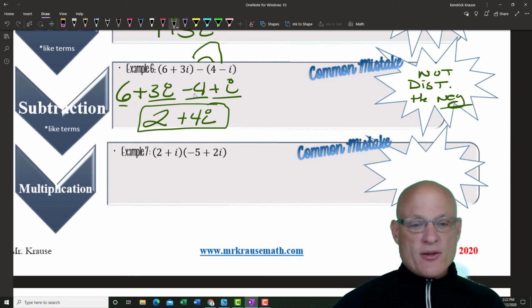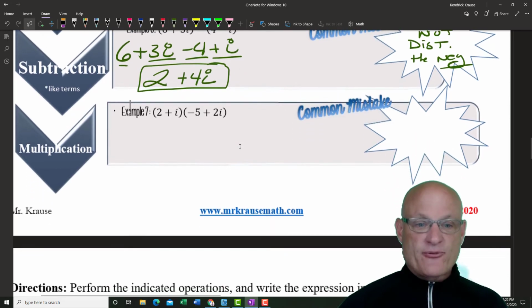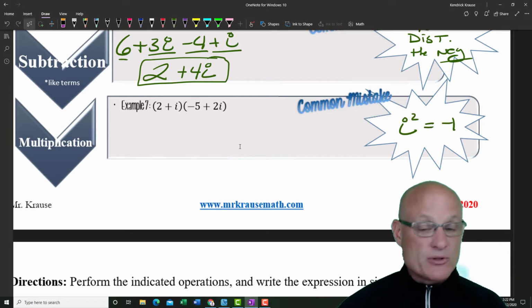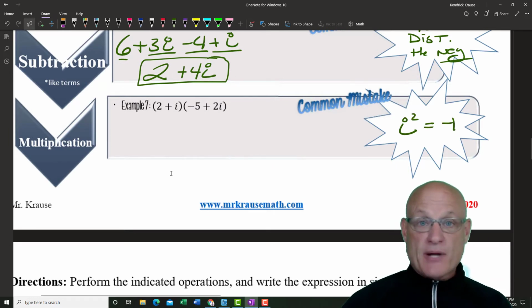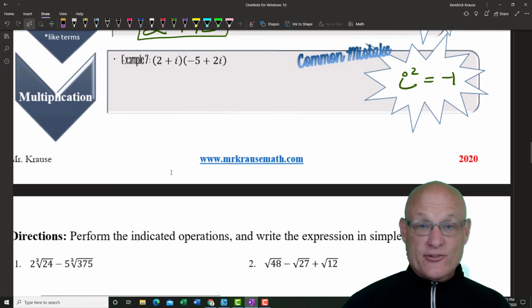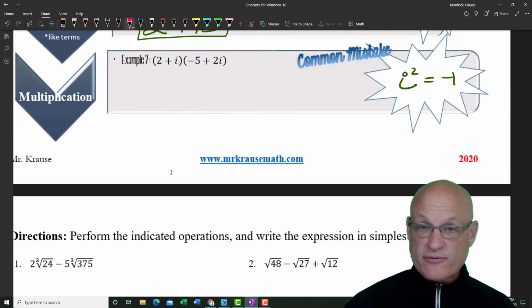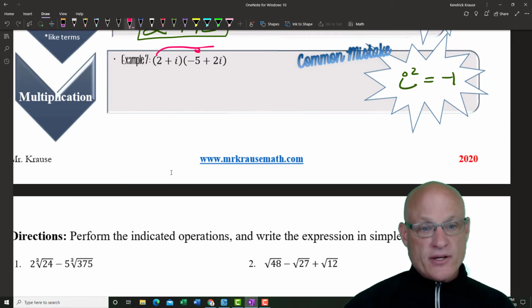All right. Now, the common mistake on this one is forgetting that i squared equals -1. I will tell you right now, if you're going to start multiplying imaginary numbers, i squared is going to come up sometime, and you have to replace it with -1. So we are going to double distribute this because it's one set of parentheses to the other, unless your teacher calls it FOIL, and we're going to do that as well. So 2 times both of these things. 2 times negative 5 is negative 10. 2 times 2i is plus 4i.